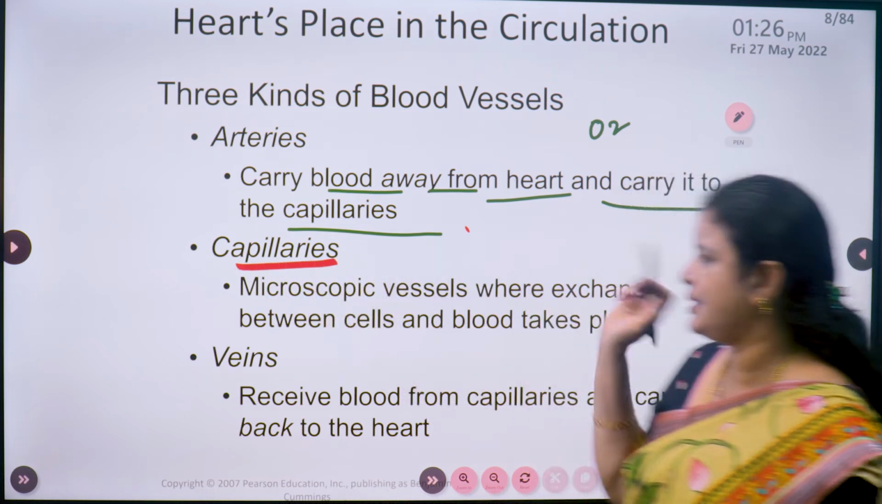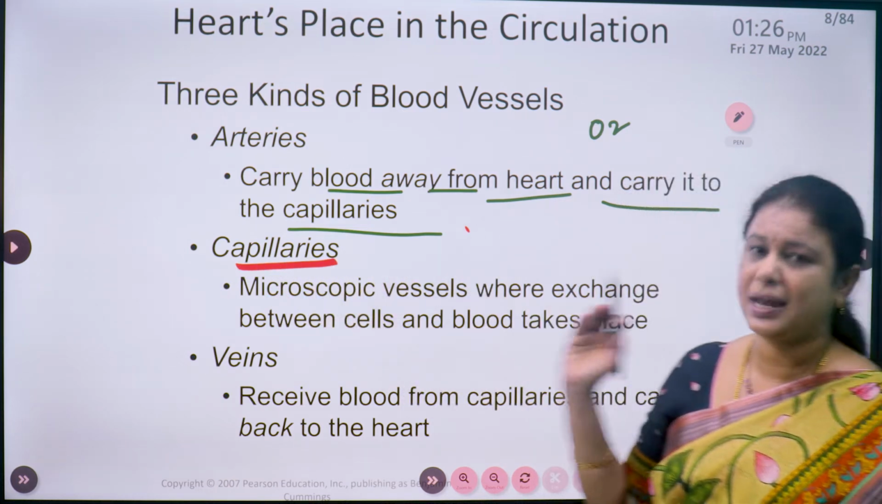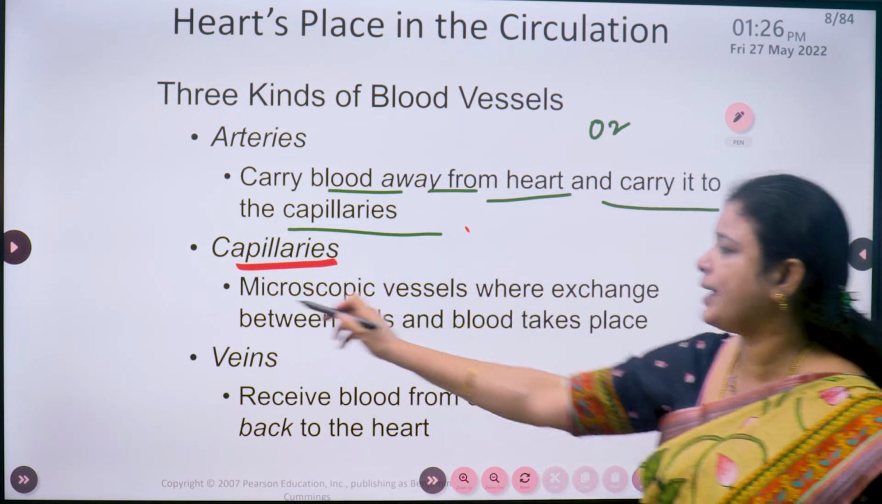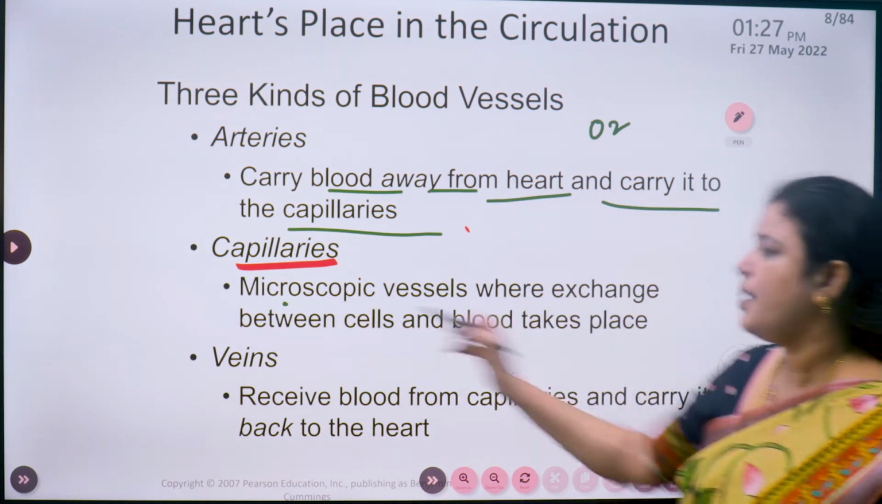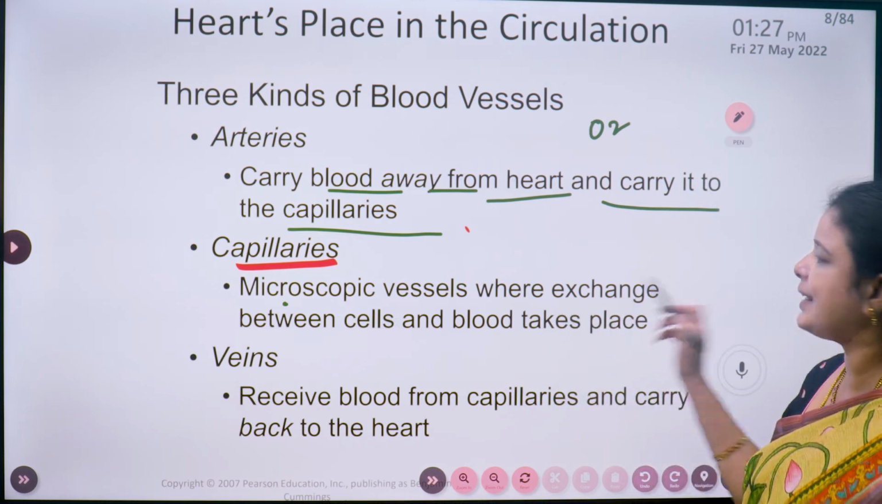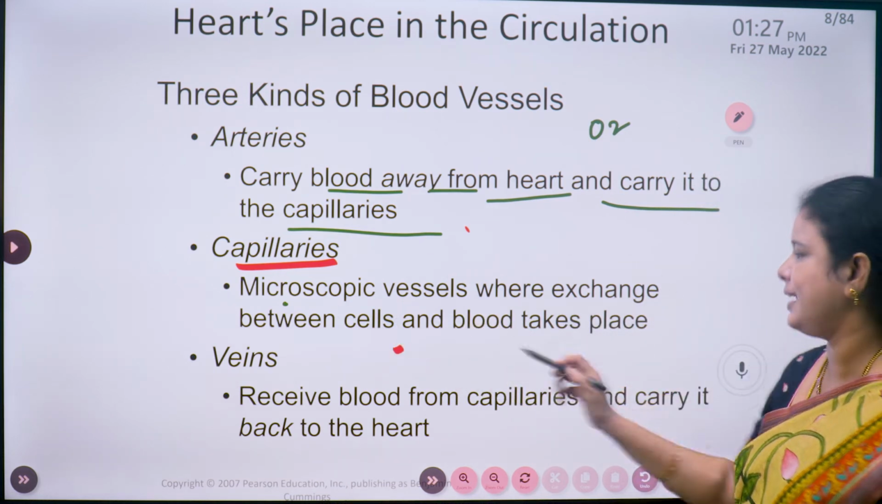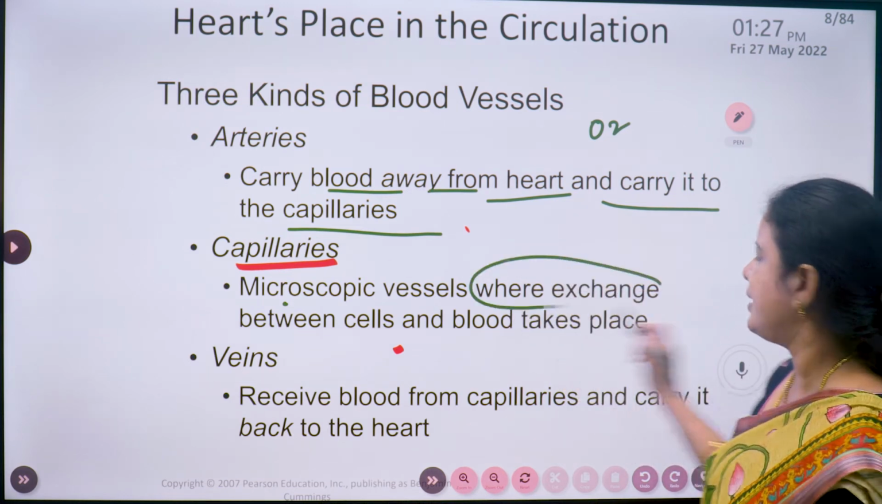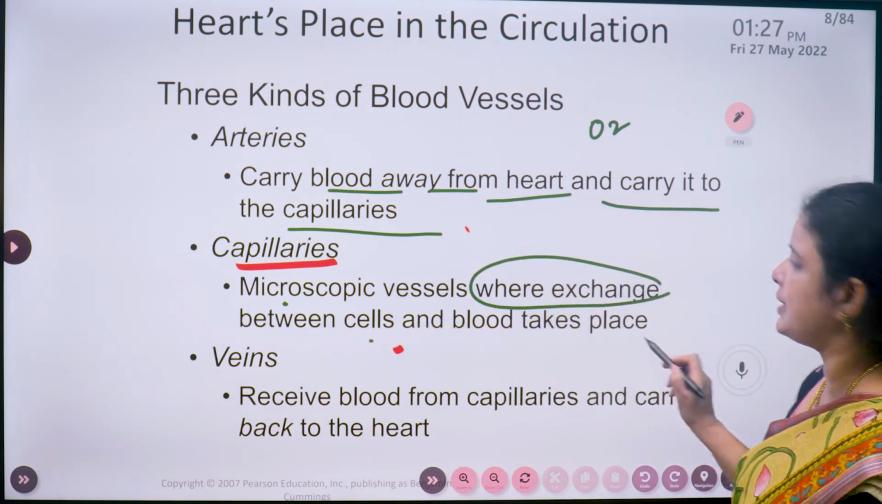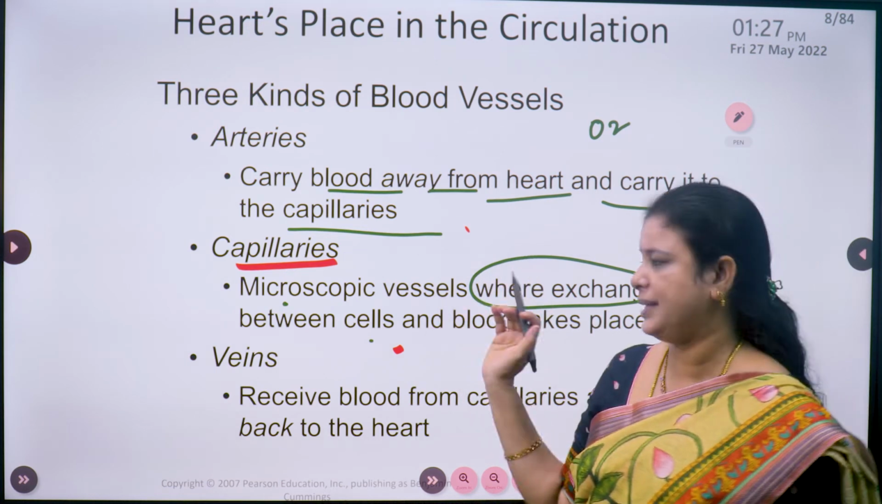Capillaries are the smallest arterioles or microscopic vessels, where exchange between cells and blood takes place. The exchange between cells and blood takes place within the capillaries.